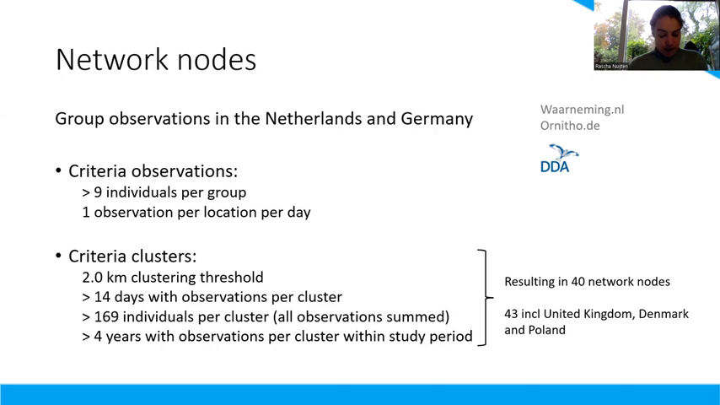Each cluster had to have more than 14 days of observations and a minimum of 169 individuals. This number corresponds to the Ramsar 1% criterion for wetland protection. Also, the site had to have observations in at least 4 years within our study period. Altogether, this resulted in 40 network nodes, clusters of observations, which we from now on will call nodes. We added nodes for the United Kingdom, Denmark, and Poland, which in total added up to 43 network nodes.